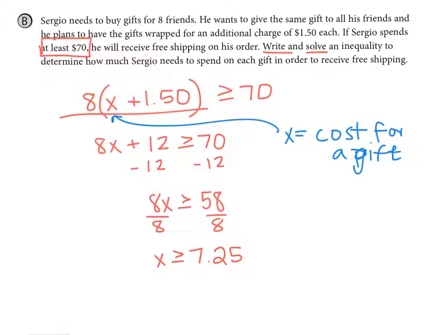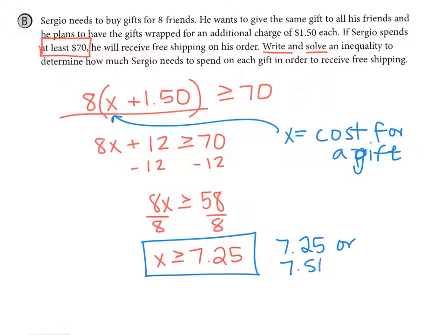And then our answer, this means that he must spend at least $7.25 for each gift. So he has to spend at least $7.25. That means he could spend $7.25, or he could spend $7.50, or $8, or $100, right? Anything that's bigger than $7.25, that's what that means.